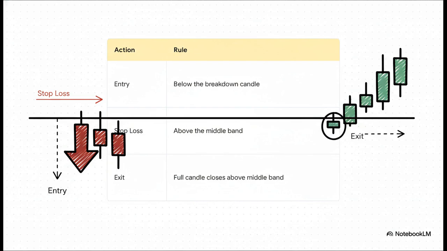And managing this trade? Perfectly symmetrical. You can enter below the low of that breakdown candle. Your stop loss goes just above the middle band, which is now acting as your resistance. And you only get out when the momentum fizzles out, which we define as a full candle closing back above that middle band. Simple as that.